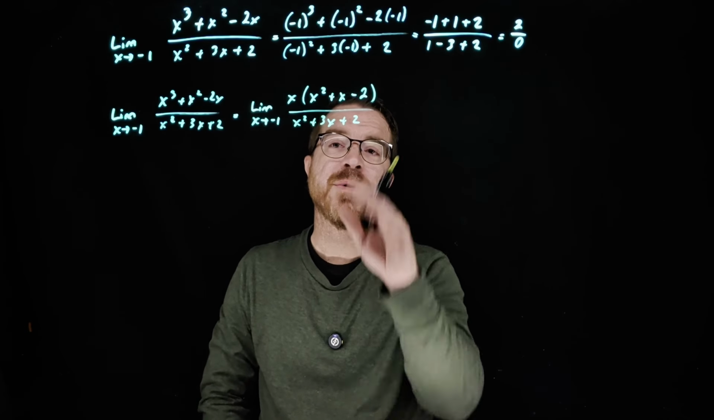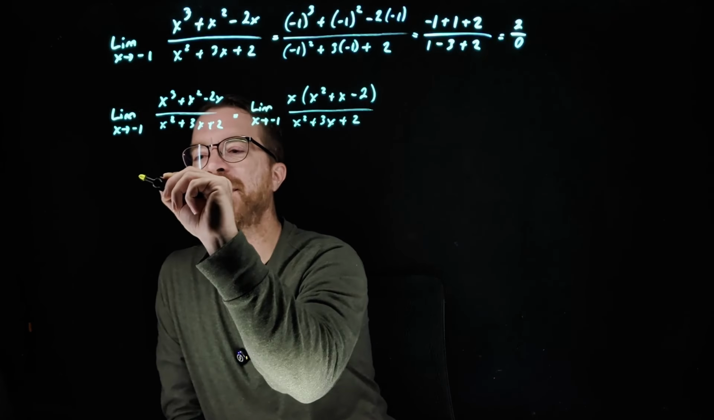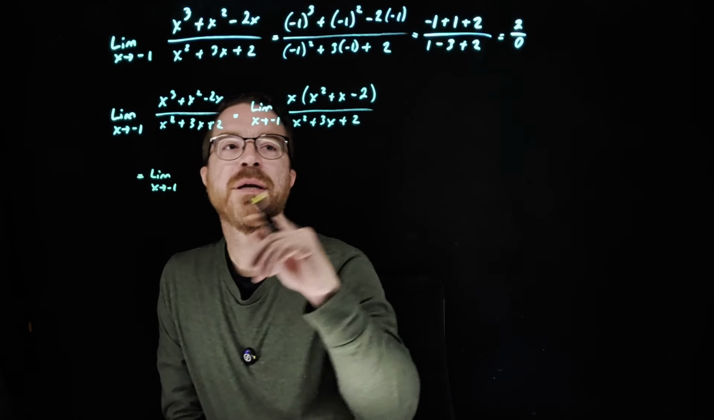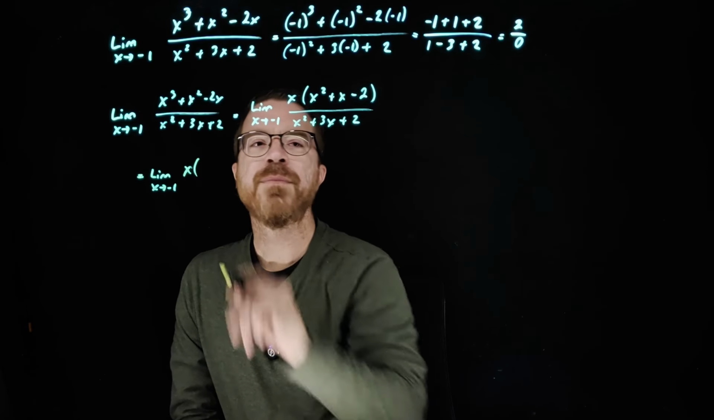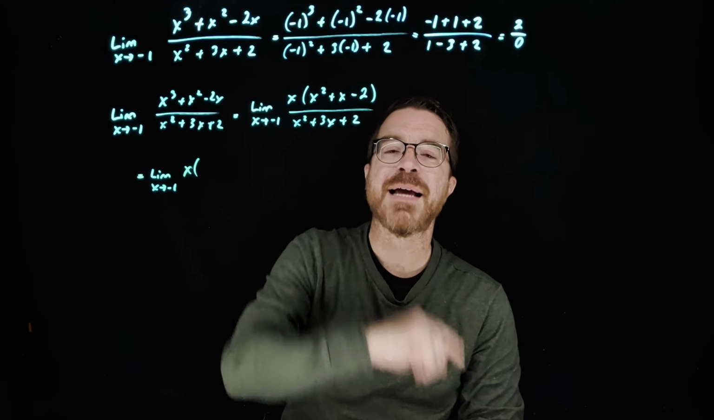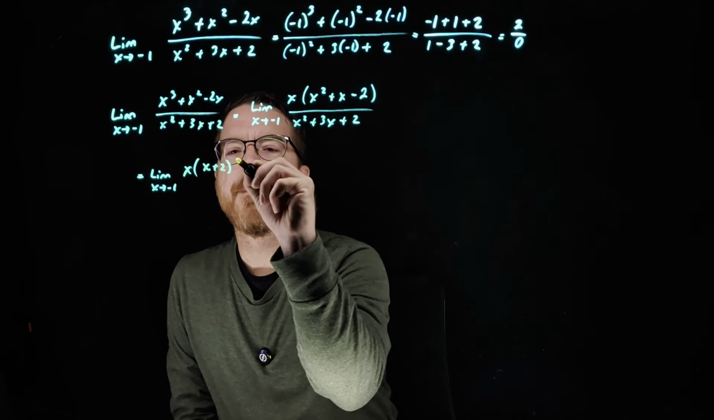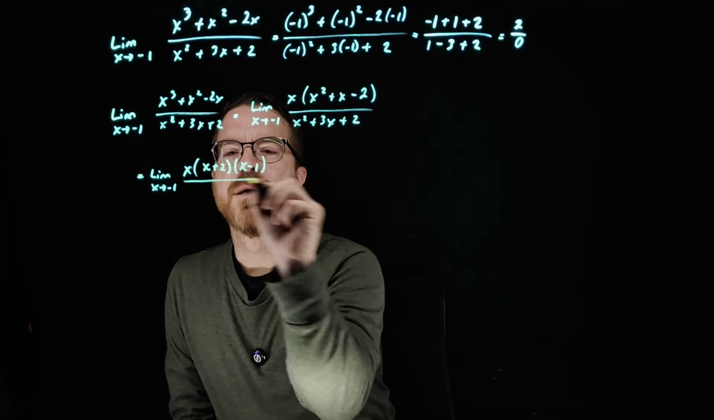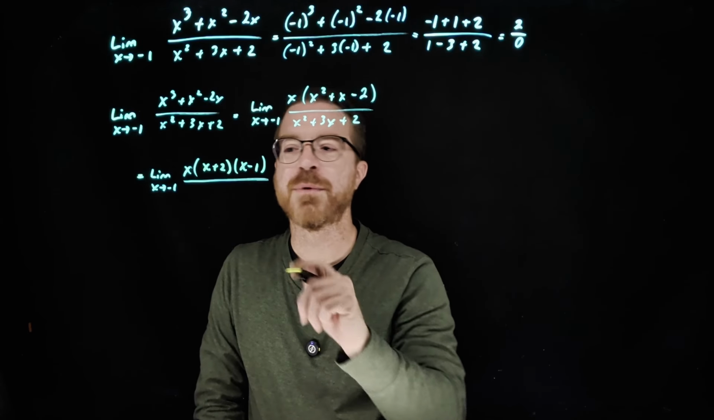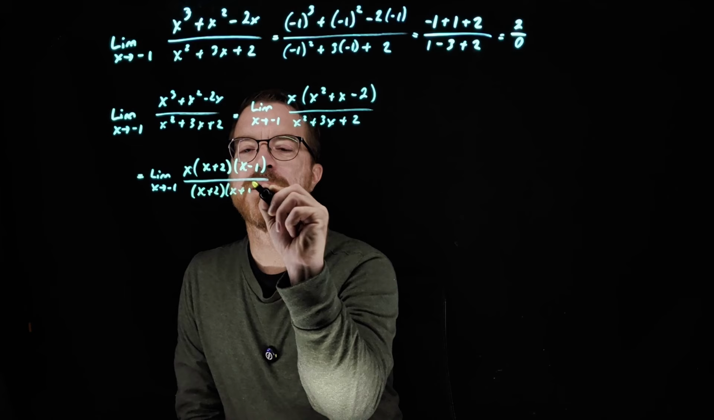And then what I'm going to do next is take these x squared values and factor them to see what happens here. So we get the limit as x approaches negative 1, leave my x here alone, and see what multiplies to give me negative 2 and adds up to positive 1. So this is going to be x plus 2, x minus 1, divided by, same thing here, what multiplies to give me 2, adds up to give me 3. This is going to be x plus 2, x plus 1.